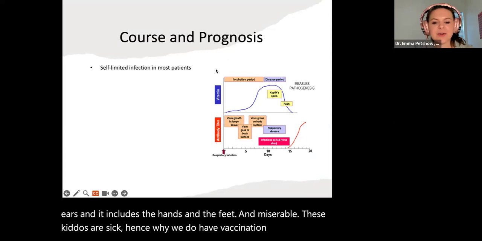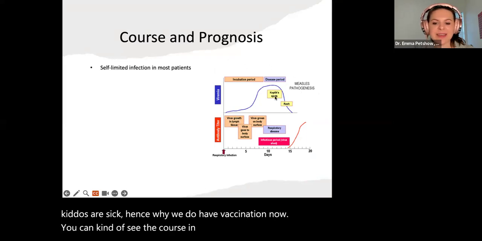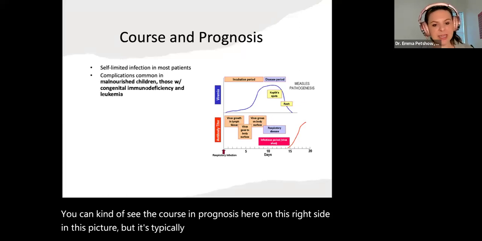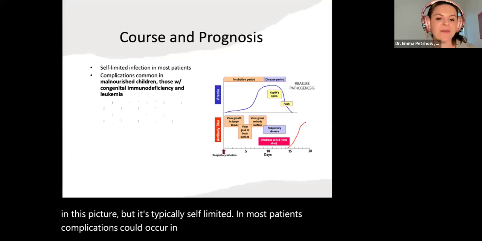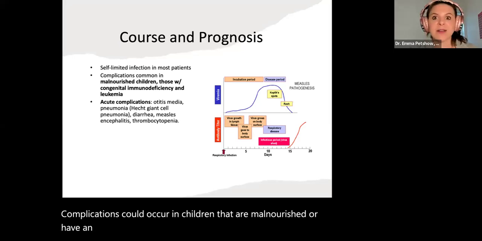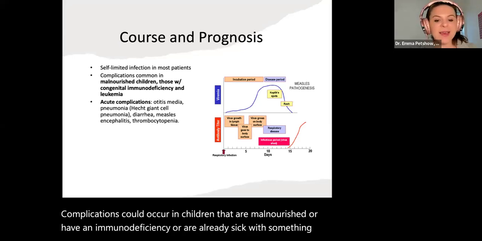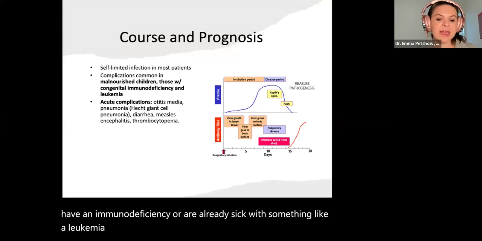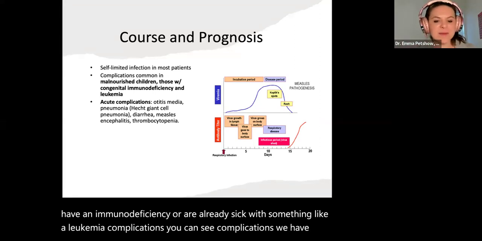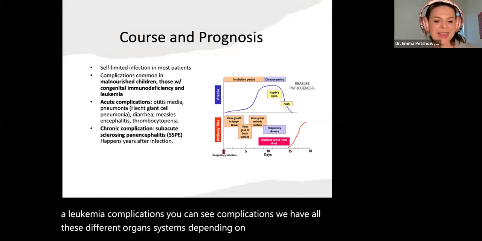You can see the course and prognosis here on this right side in this picture, but it's typically self-limited in most patients. Complications could occur in children that are malnourished or have an immunodeficiency or are already sick with something like a leukemia. You can see complications in all the different organ systems depending on what gets targeted.